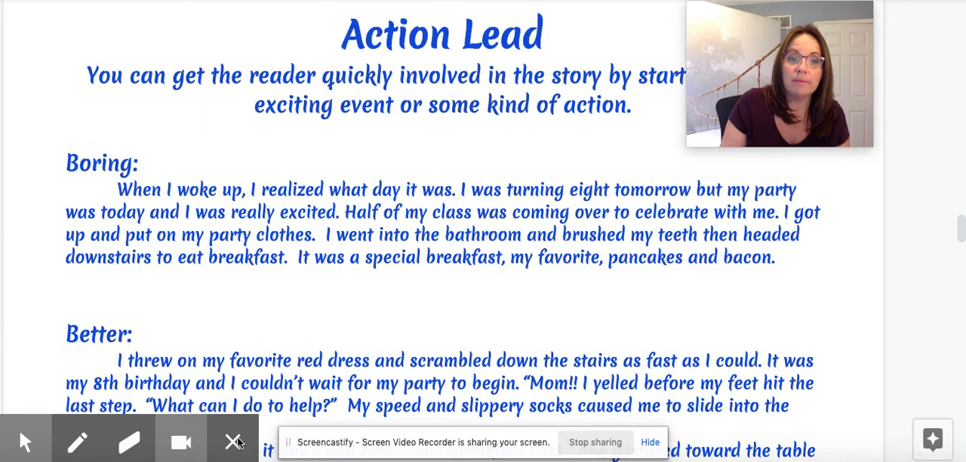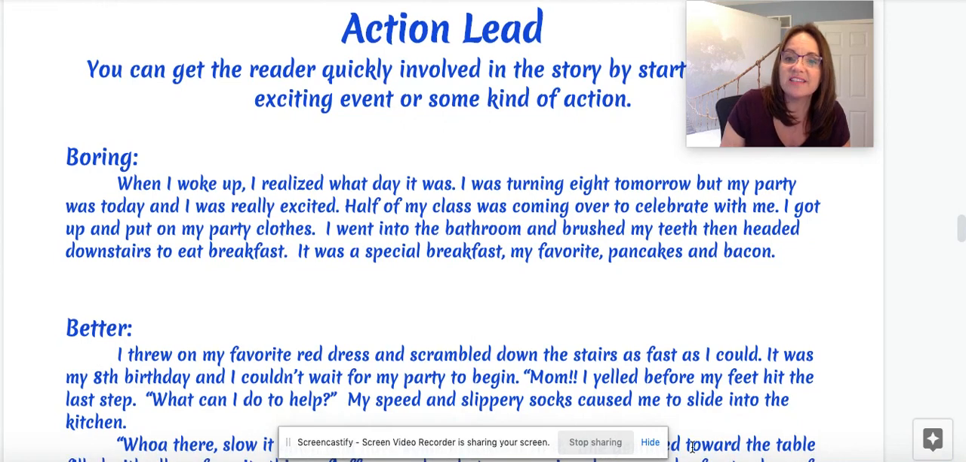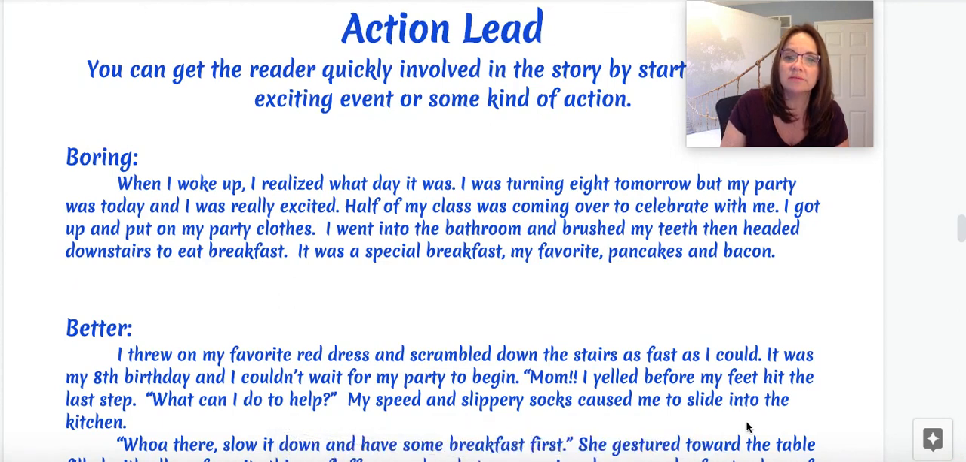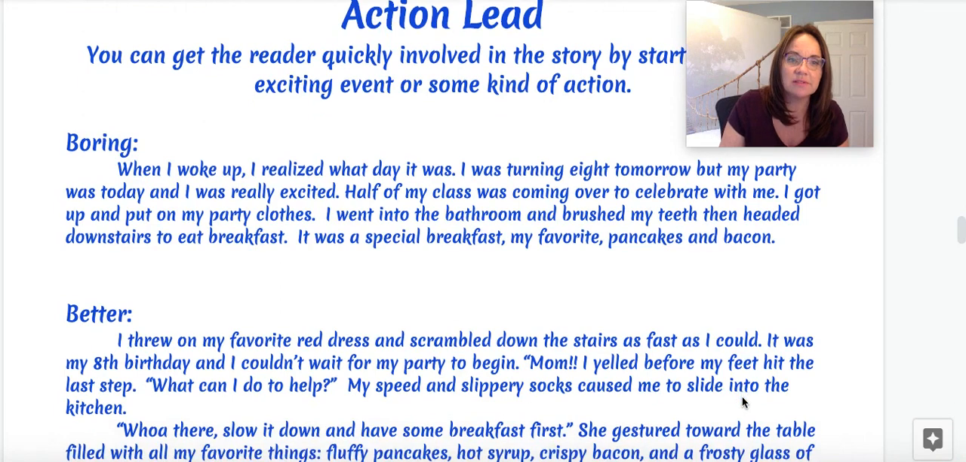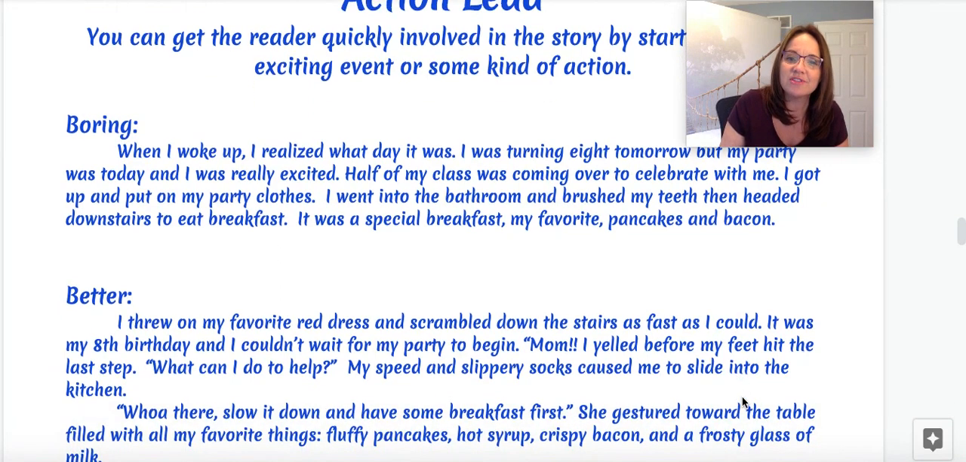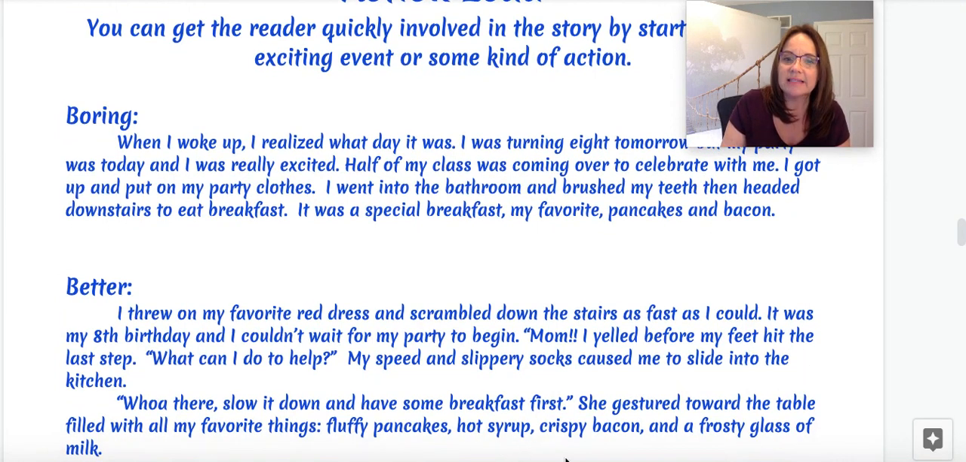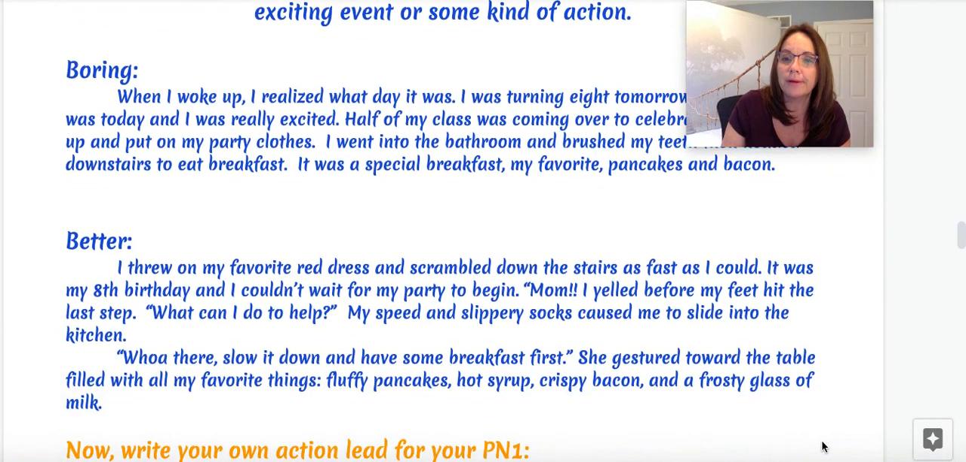I threw on my favorite red dress and scrambled down the stairs as fast as I could. It was my 8th birthday, and I couldn't wait for my party to begin. "Mom," I yelled before my feet hit the last step. "What can I do to help?" My speed and slippery socks caused me to slide into the kitchen. "Whoa there, slow it down and have some breakfast first." She gestured toward the table filled with all my favorite things: fluffy pancakes, hot syrup, crispy bacon, and a frosty glass of cold milk.